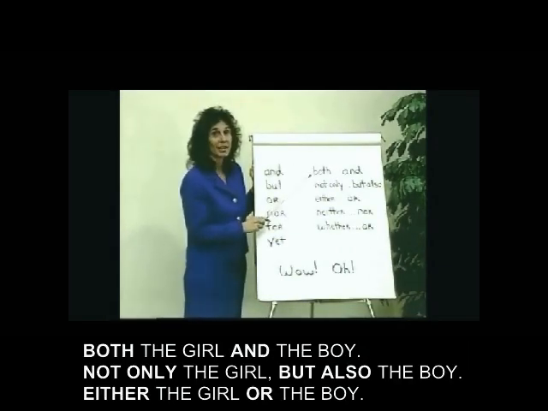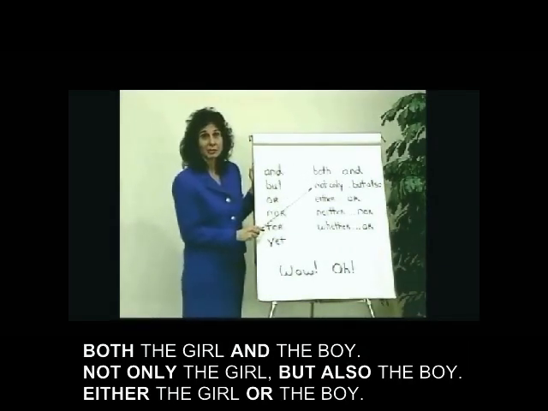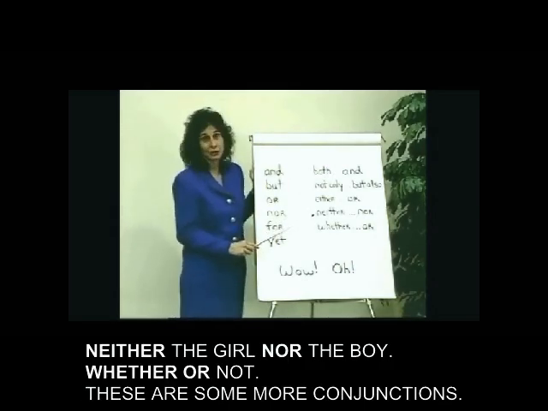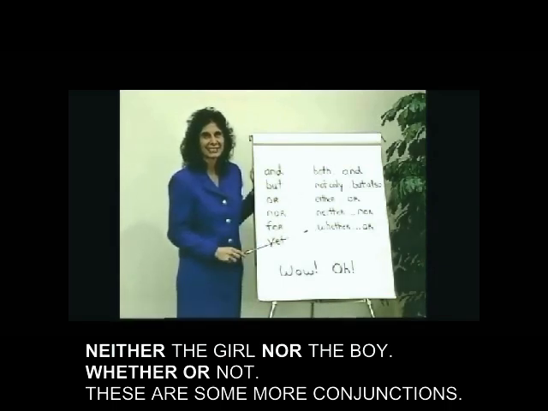Both the girl and the boy. Not only the girl, but also the boy. Either the girl or the boy. Neither the girl nor the boy. Whether or not. These are some more conjunctions.